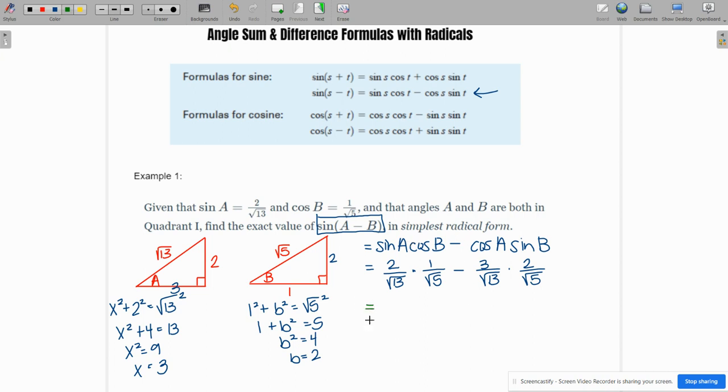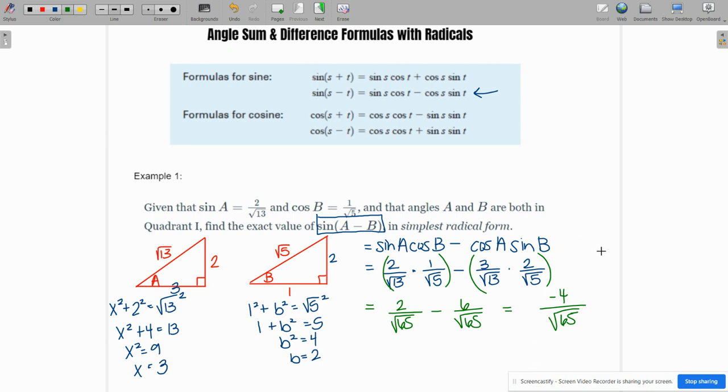So let's go ahead and follow order of operations. If we multiply these fractions first, we get 2 over the square root of 13 times the square root of 5, which is going to be the square root of 65. Minus, if we multiply these, 3 times 2 is 6 over the square root of 65. So it's good that the denominators are the same, so we're able to go ahead and subtract those. So 2 minus 6 is going to be negative 4 over the square root of 65.